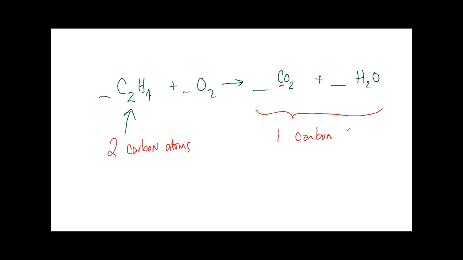And so that needs to be brought into balance using a coefficient, a multiplier. So in this case, the coefficient goes here in this space, and it will be a 2. Oh, okay. Now this is 2 carbon atoms, which is what will balance the original.